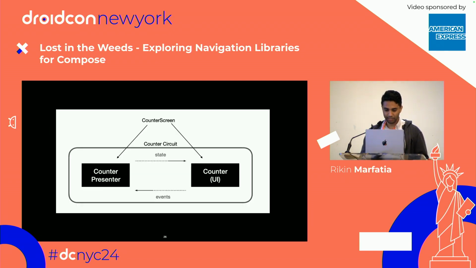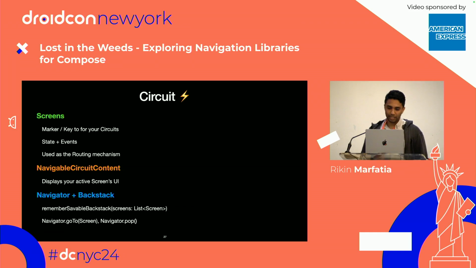So this is just a diagram that I stole from their documentation site. And one thing to note here is that the counter screen is this kind of marker interface or marker object that's going to glue your presenter and your UI together. And so when it comes down to those core components, what you'll see with Circuit is that you have these screens. Now screens are actually used for a lot of things. Usually they house, say, your display state and your events for different screens in your application. But they're also used as the routing mechanism.